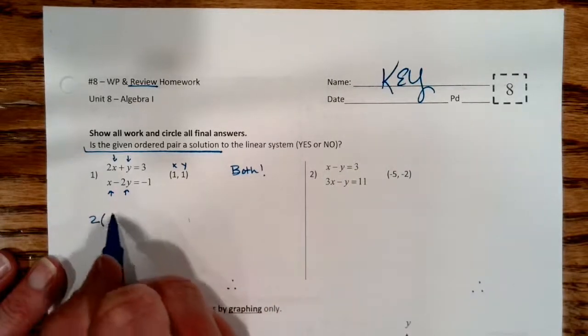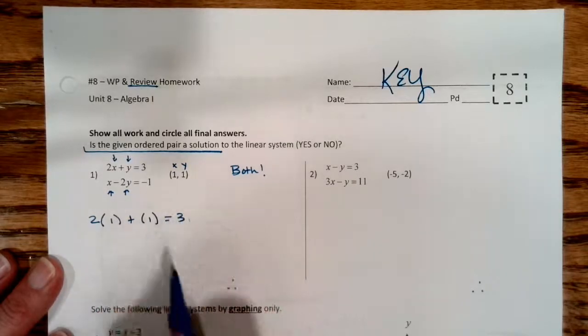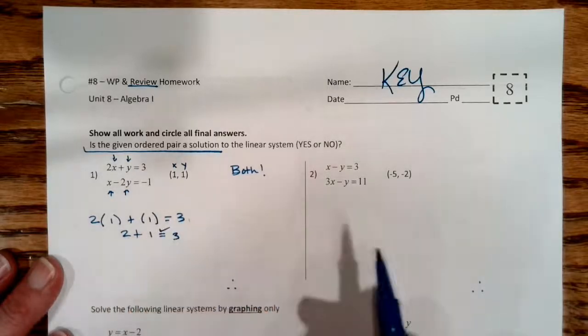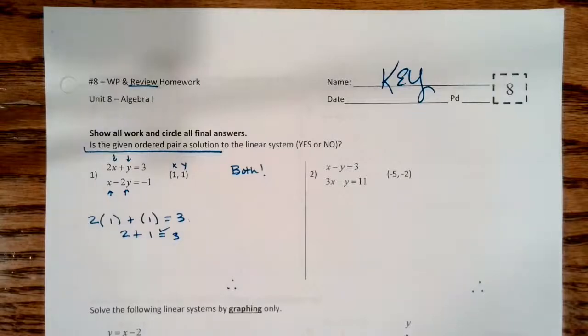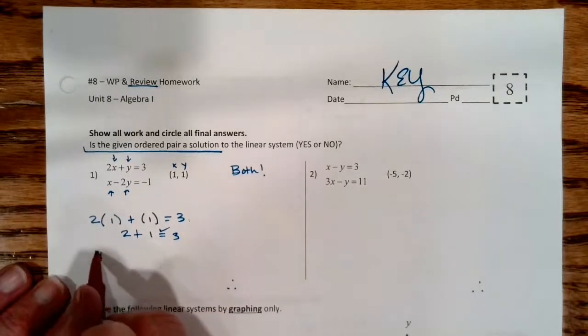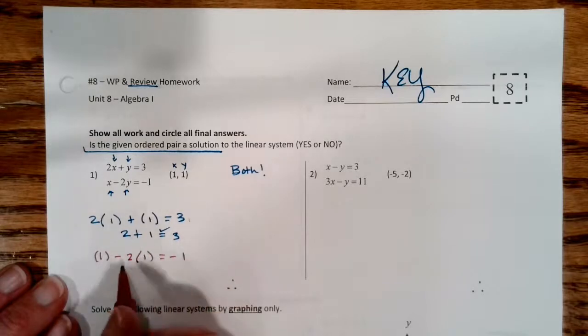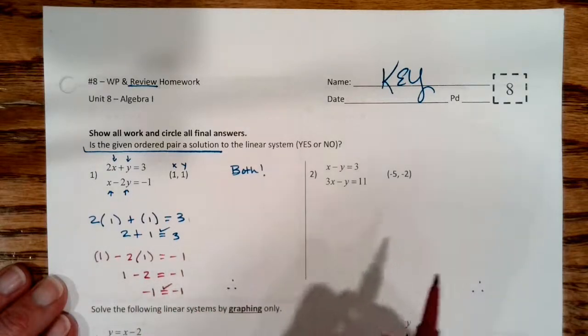2 times my x value plus my y value has to be equal to 3. 2 plus 1 is equal to 3. Yep, that checks out. Now let's look at our second equation. I have 1 minus 2 times 1 is equal to negative 1. Is 1 minus 2 equal to negative 1? Negative 1, yes.